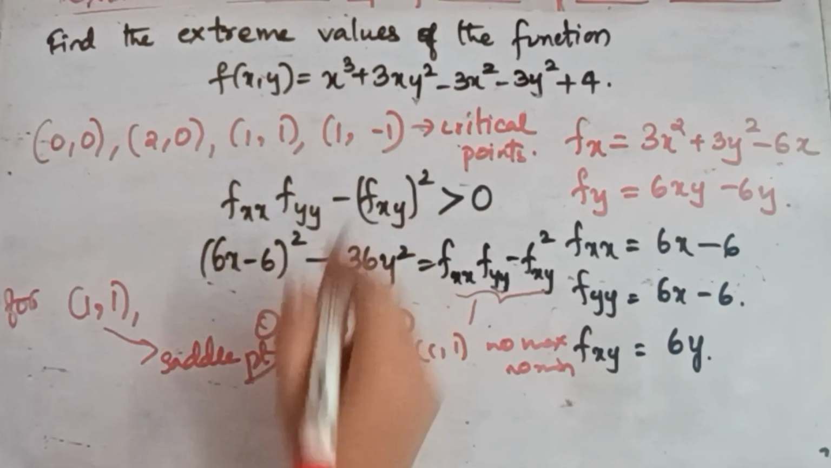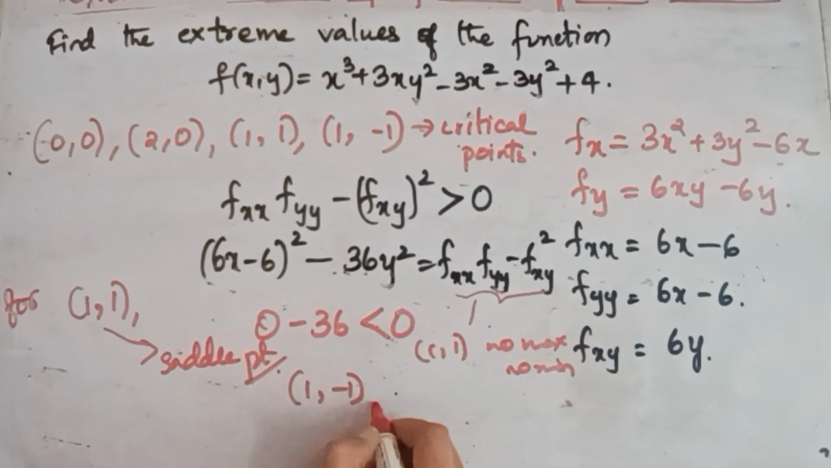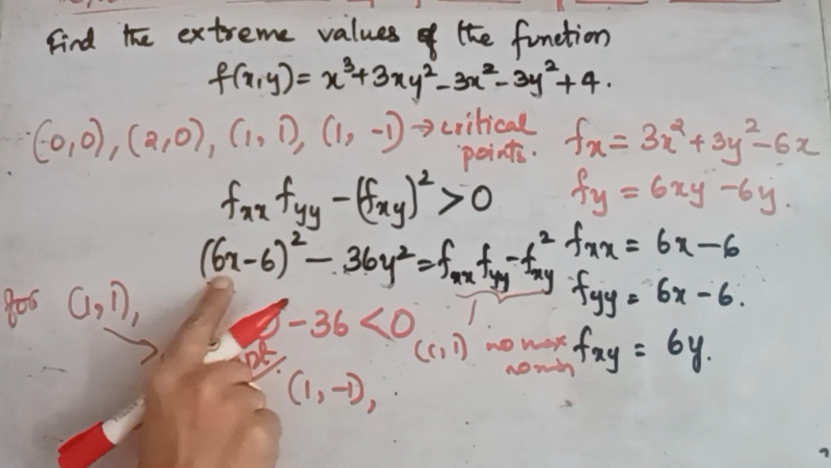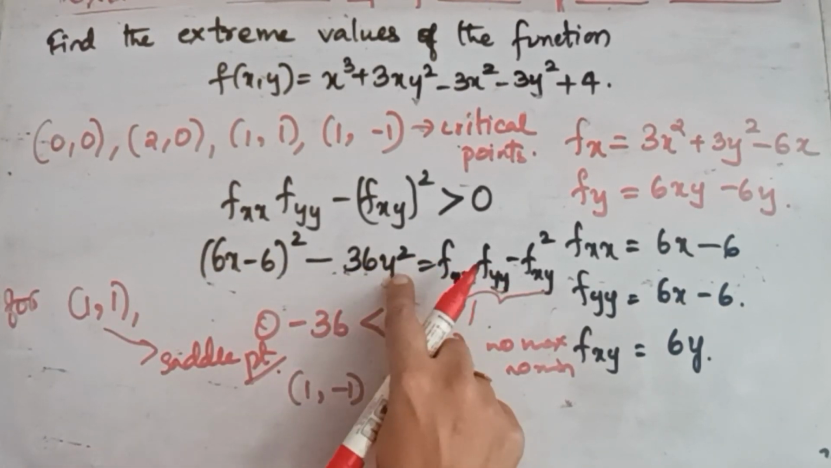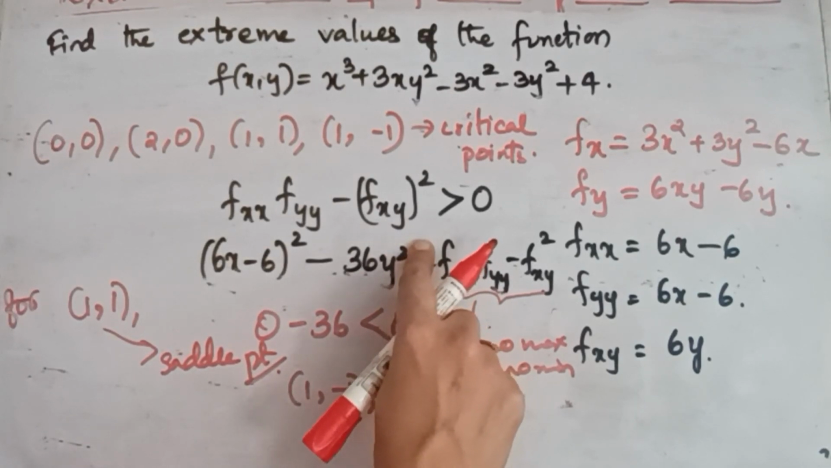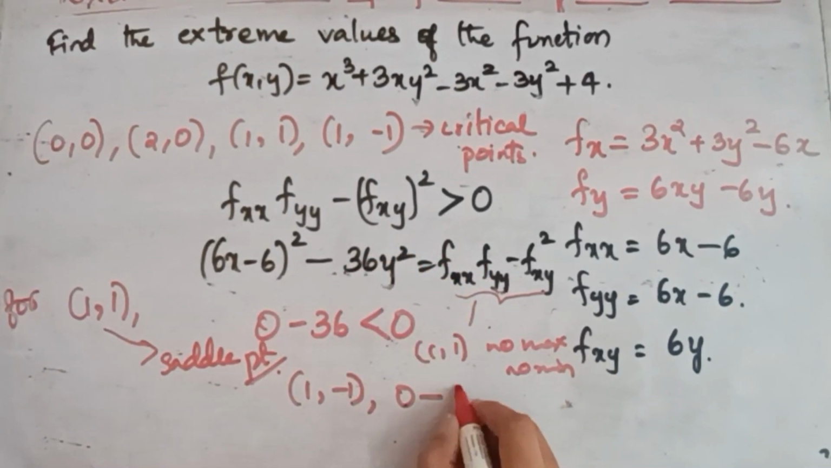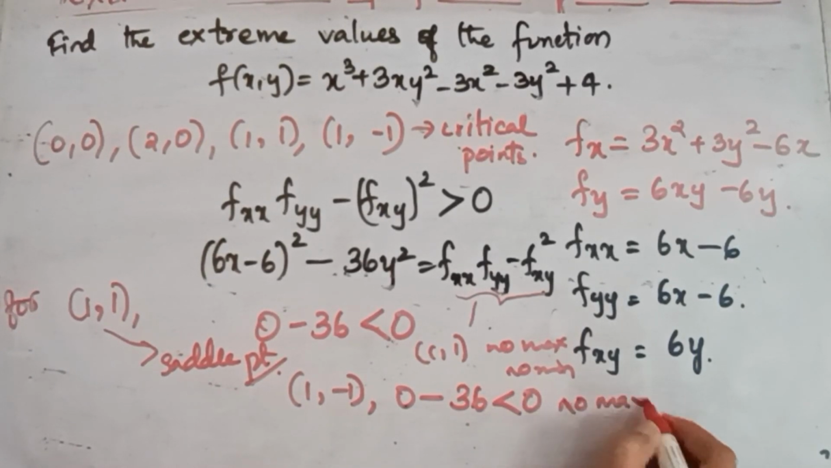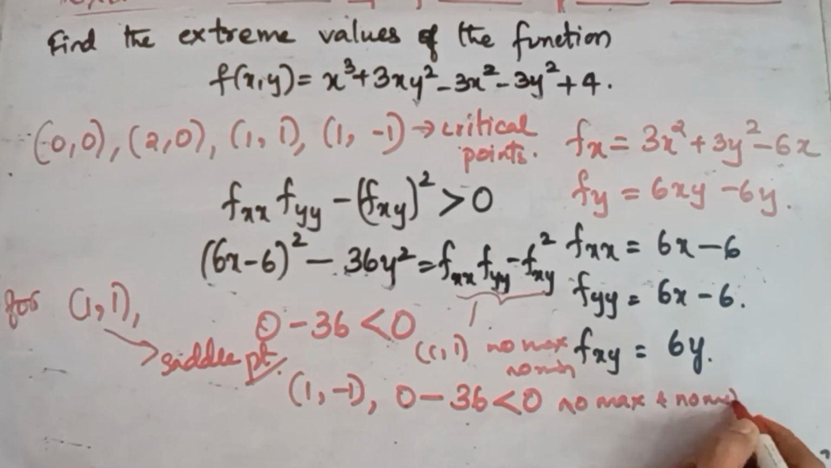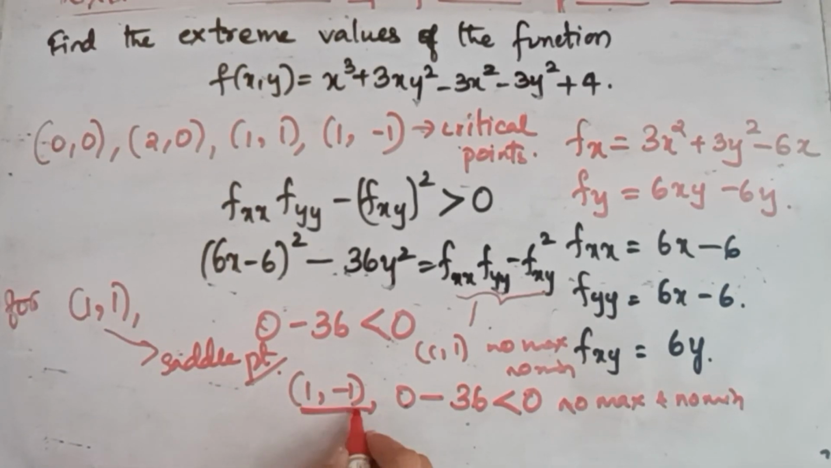Now take the last one, 1 comma minus 1. For this point, put x equal to 1. This is anyway 0, minus 36 into minus 1 whole square, which is 1. So minus 36. Again this is negative. Therefore, no maxima and no minima at the point 1 comma minus 1. This point is also called a saddle point.